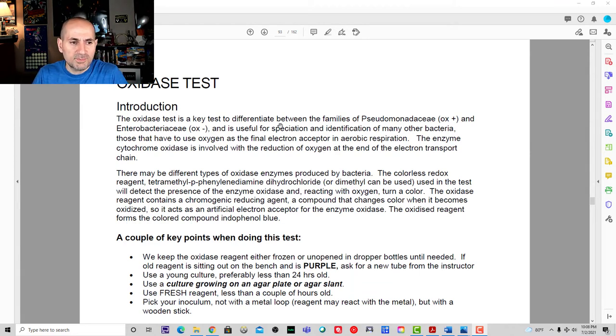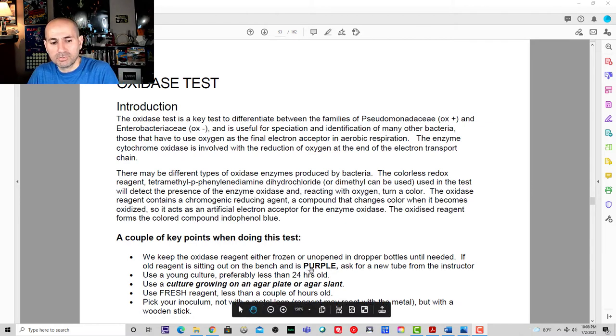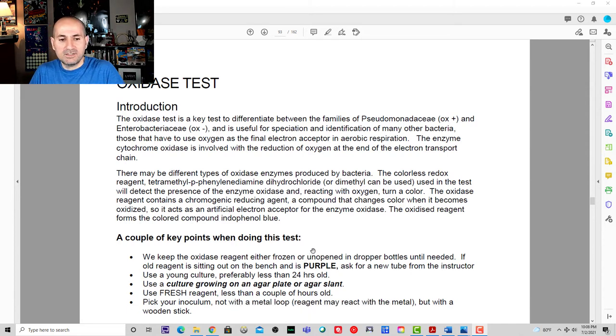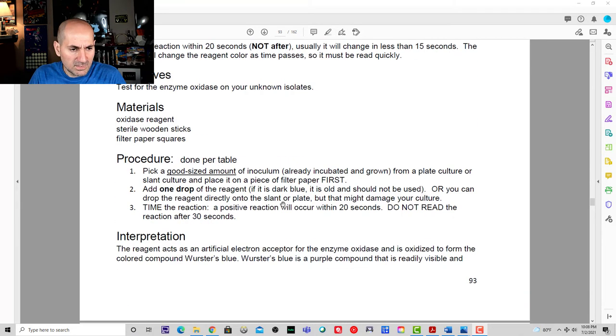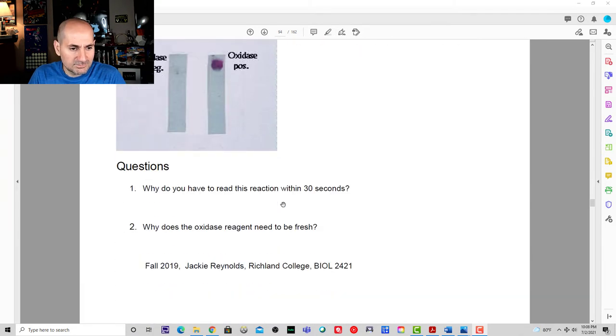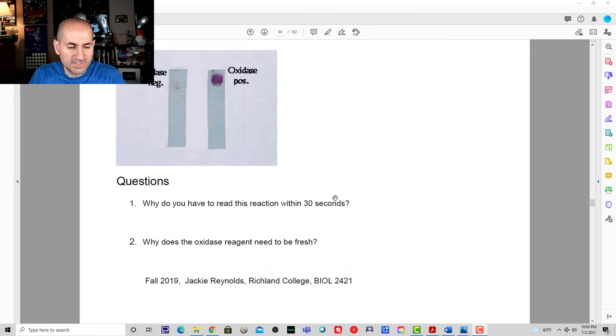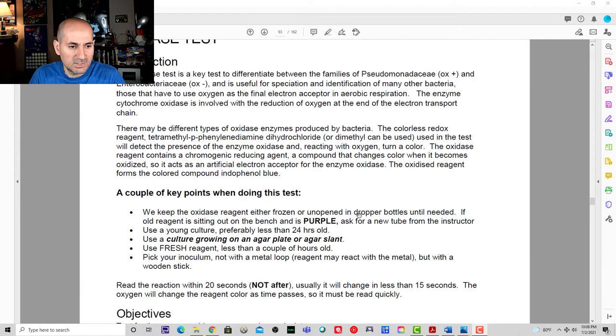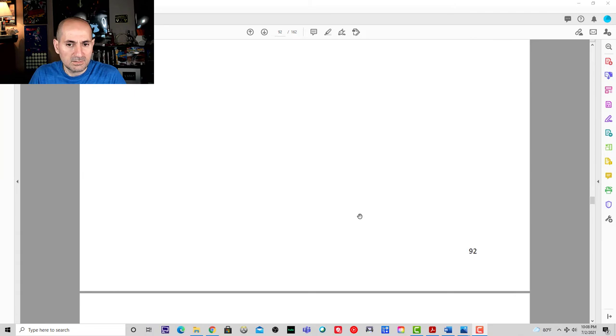We did the oxidase test, remember? What I wanted you to know about the oxidase test is that it tests for various types of oxidase enzyme that are produced by a bacterium, specifically cytochrome oxidase. If a bacterium is cytochrome oxidase positive, then the oxidase reagent will turn blue or purple within a short amount of time. And remember, if the bacterium is oxidase negative, then the reagent should appear clear. Okay, that's about all I needed you to know about the oxidase. And you need to read the reaction within 30 seconds, because otherwise you could have a false positive result.